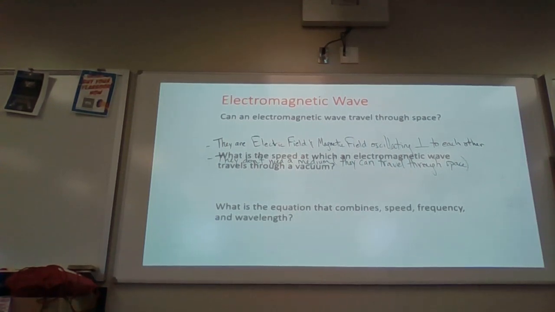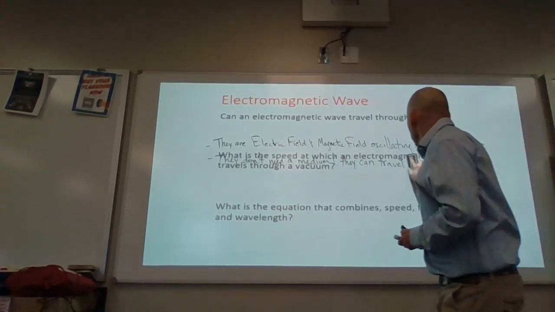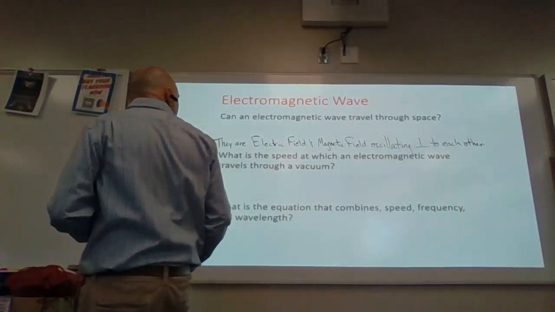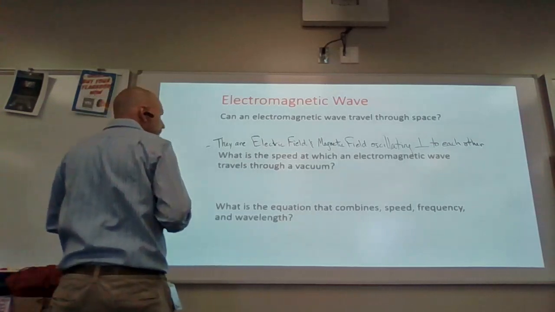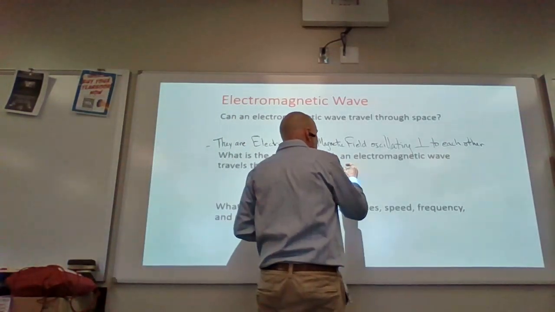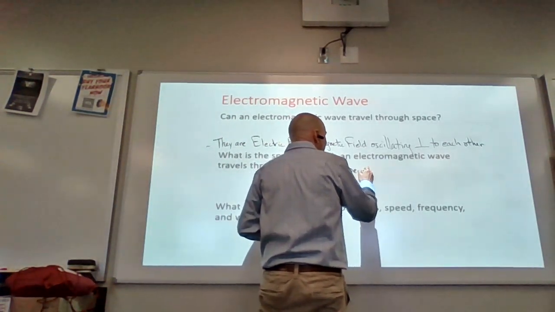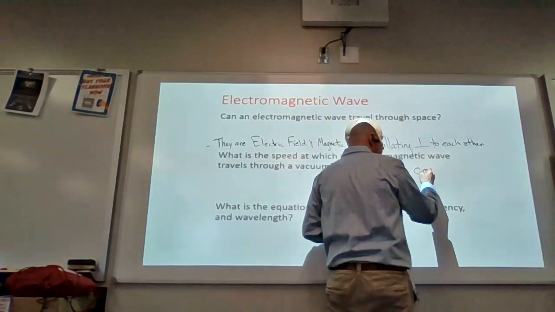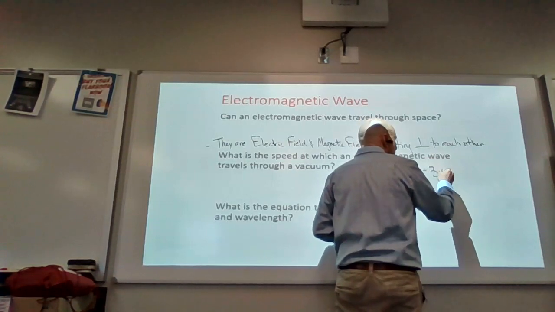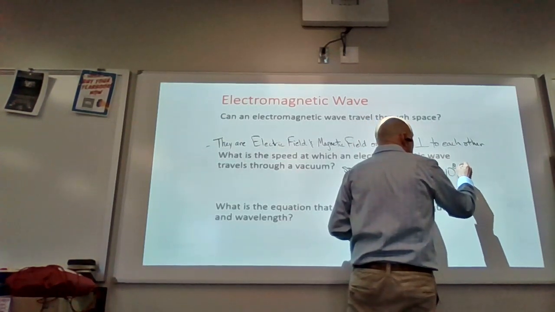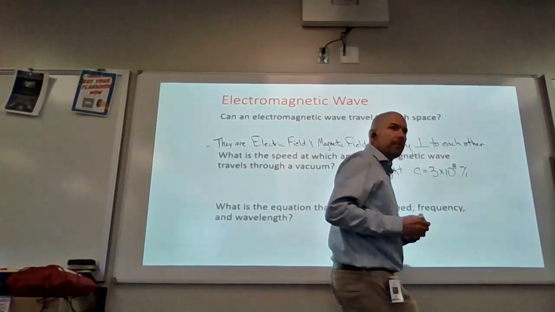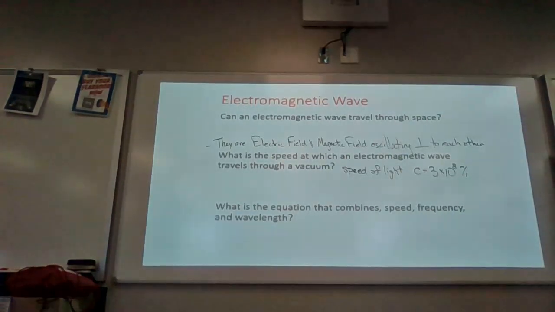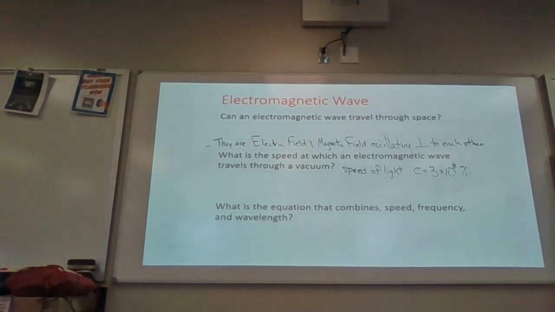What is the speed at which they travel through space? They travel at the speed of light. Speed of light has a special variable. It's lowercase c. It's 3 times 10 to the 8 meters per second. That's how fast electromagnetic waves travel. Speed of light.